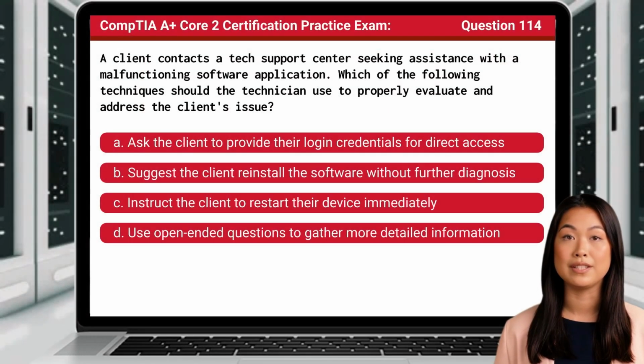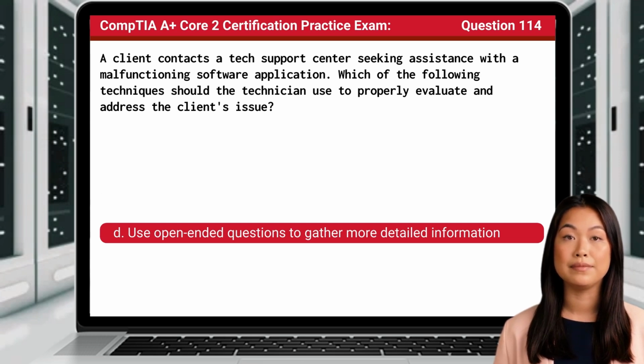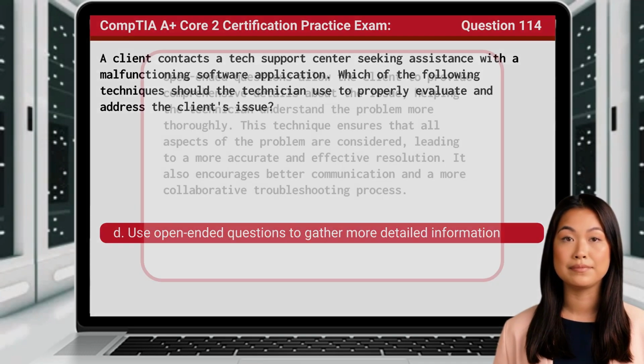Question 114. A client contacts a tech support center seeking assistance with a malfunctioning software application. Which of the following techniques should the technician use to properly evaluate and address the client's issue? The answer is D. Use open-ended questions to gather more detailed information.